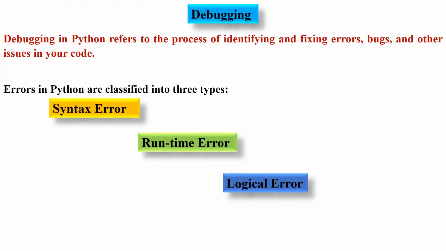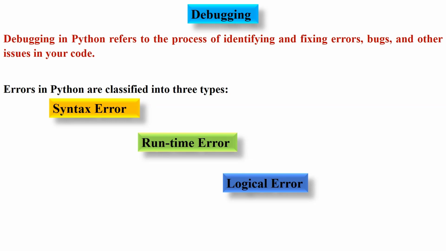Debugging in Python refers to the process of identifying and fixing errors, bugs, and other issues in your code. Debugging is an essential part of the software development process, as it allows you to find and correct problems before they cause issues for users or other parts of your program.